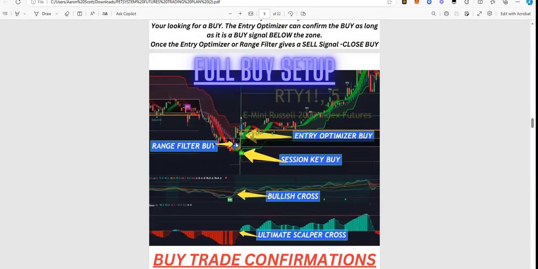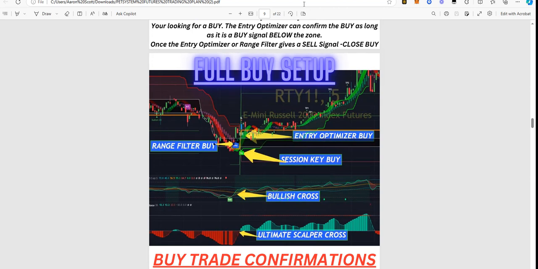Full buy setup. So you have the buy right here. It goes above the zone. You have your range filter, that's buying. And your entry optimizer, that's buying. You have a bullish cross. Your TDI is crossing the signal line in the middle. You show divergence right here. It's showing bullish divergence. Price is going down, but the TDI is going up. That is a good signal that you're going to get a turnaround or a reversal. And you also have the ultimate scalper cross. So these are 1, 2, 3, 4, 5 confirmations for an easy buy setup.